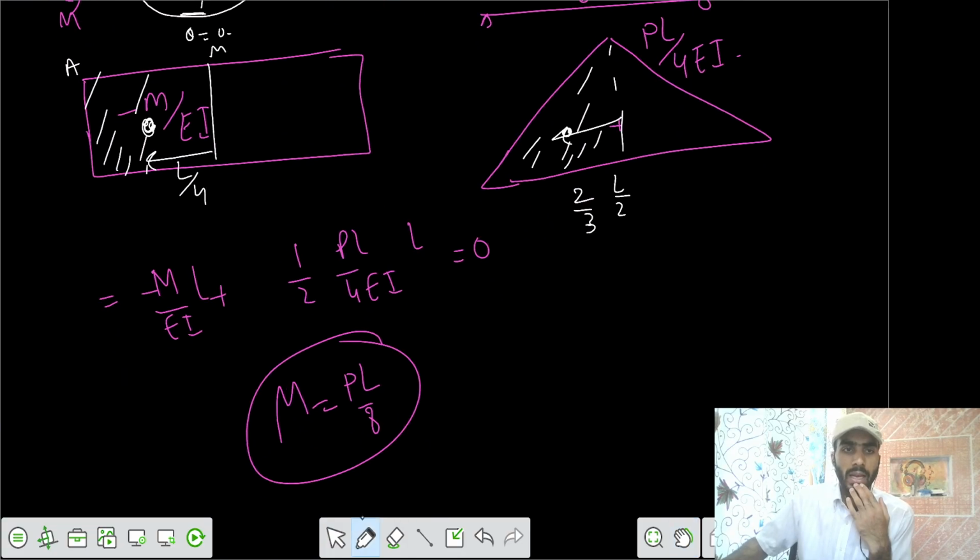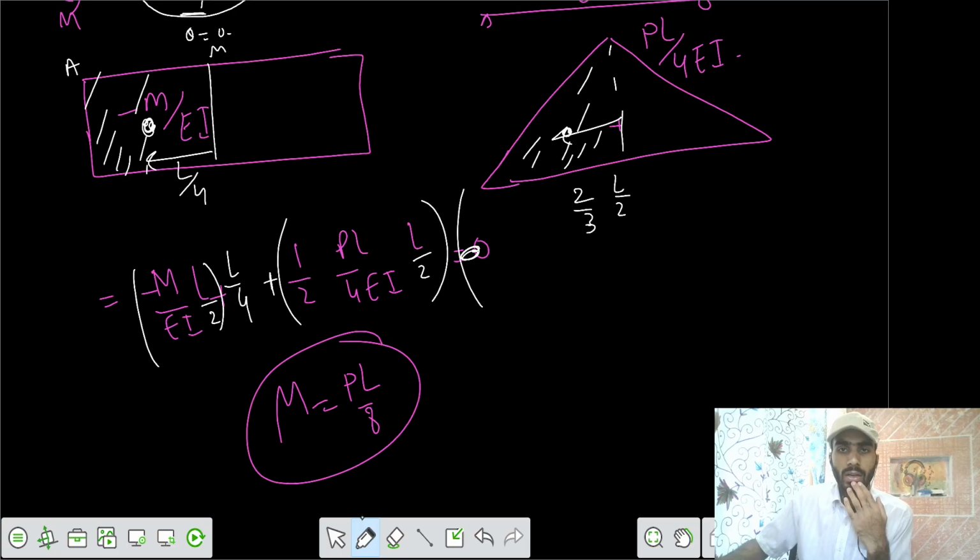So the area is minus m by EI into L by 2 into the centroid distance L by 4, plus 1 by 2 PL by 4 EI into length L by 2, multiplied by the centroid distance, that is 2 by 3 of L by 2. Then you calculate that.